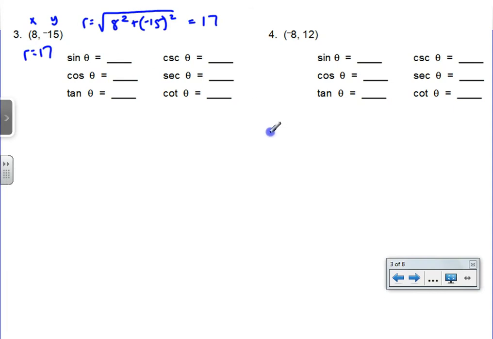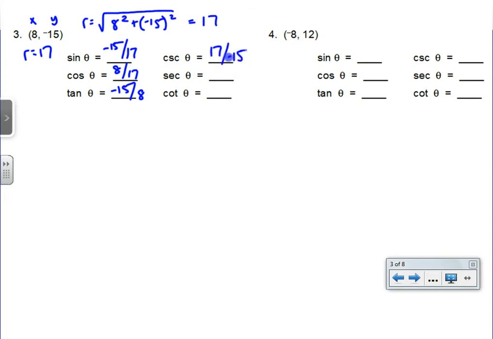So again, you can just straight up use your new formulas. Sine is y over r. So the y, be careful, is a negative 15 over 17. Cosine is x over r, so 8 over 17. And tangent is y over x, negative 15 over 8. Once you have those three, the next three are really easy because they're just the reciprocals.